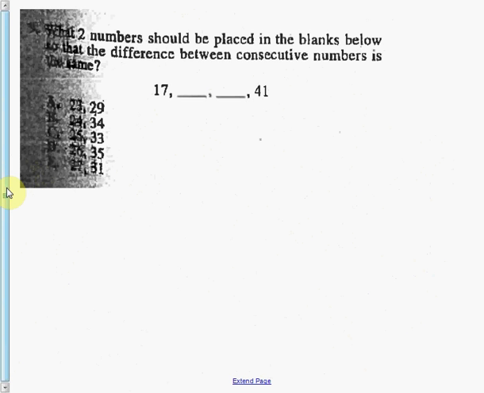So write two numbers. What two numbers should be placed in the blanks below so that the difference between the consecutive numbers is the same? Consecutive means right after each other. So it can be consecutive in terms of 1, 2, 3, 4, 5, so x, x plus 1, x plus 2. Or they could be consecutive even, and then it's x, x plus 2, x plus 4, and so on. But then it throws in a catchy hook there.